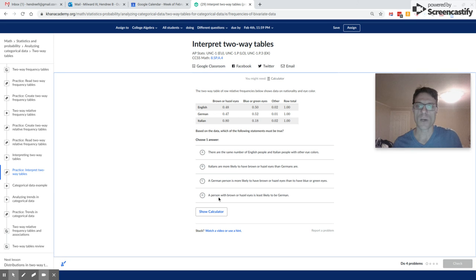And D, a person with brown or hazel eyes is least likely to be German. Again, this one would catch you on mistaking percentages or relative frequencies for absolute numbers. Only 47% of the German people have brown or hazel eyes, which is a lower percentage than either English or Italian. But if Germany is a far larger country than England and Italy, 47% could actually be more people than even the 80% of Italy.